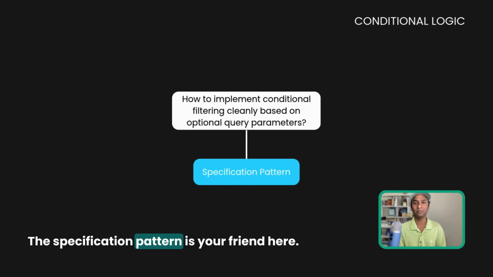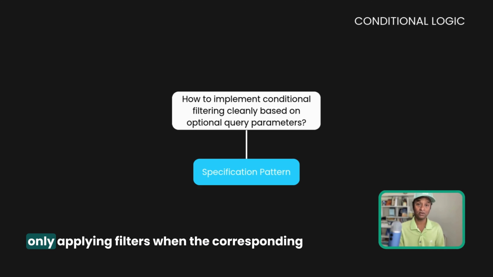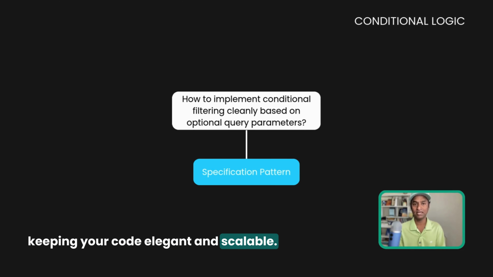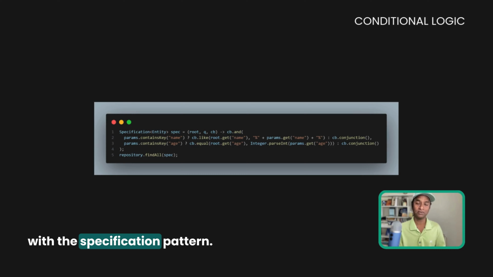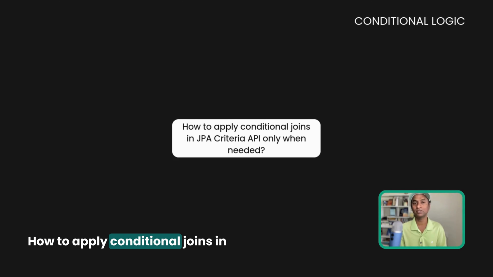The specification pattern is your friend here. It lets you chain predicates conditionally, only applying filters when the corresponding parameters exist, keeping your code elegant and scalable. Here's a Java snippet illustrating conditional filtering with the specification pattern. How to apply conditional joins in JPA Criteria API only when needed.